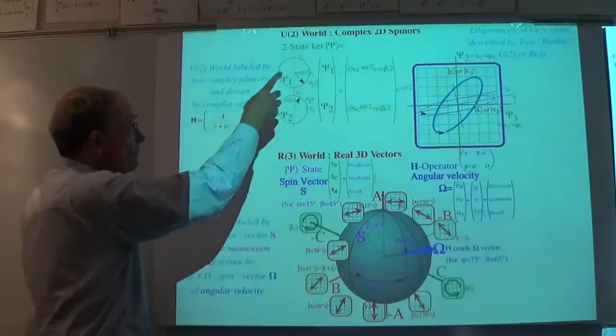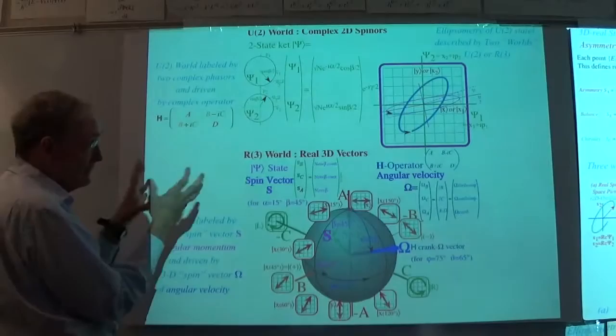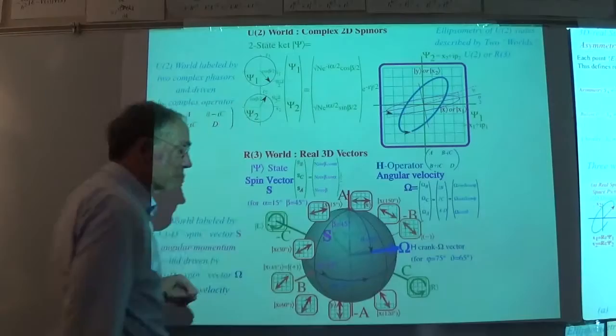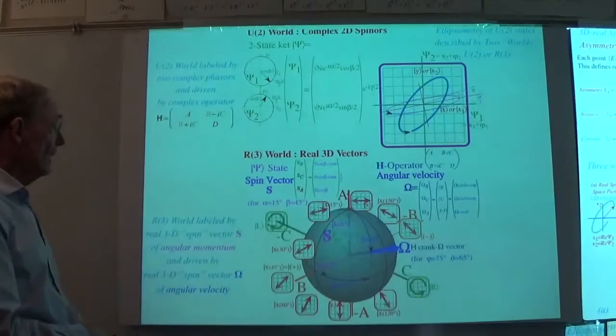U2 world, okay, labeled by two complex phasors, driven by a complex operator called the Hamiltonian. Okay, and the Hamiltonian has associated with it an angular velocity, the thing that makes the spin vectors roll around, precess, if you will, okay, and change from state to state to state the actual phasors that are involved in the two-dimensional space, the orbits, elliptical orbits, okay.